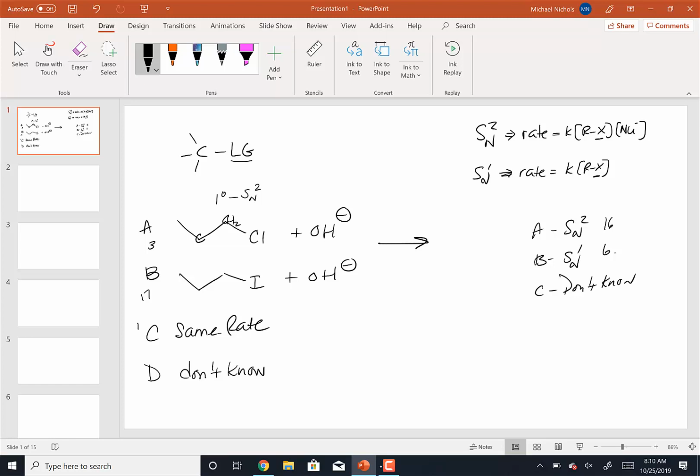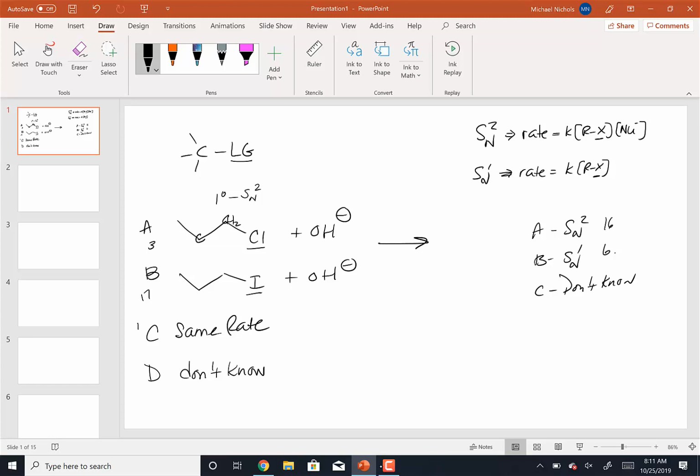But SN1 for primary. So if this is an SN1 mechanism, our next question would be, what's different about these two reactions? What's different about these two reactions is the leaving group. So then we would say, well, which leaving group is better? Then we would have to go to our head and say, what makes a better leaving group? And your head would say basicity, inversely.